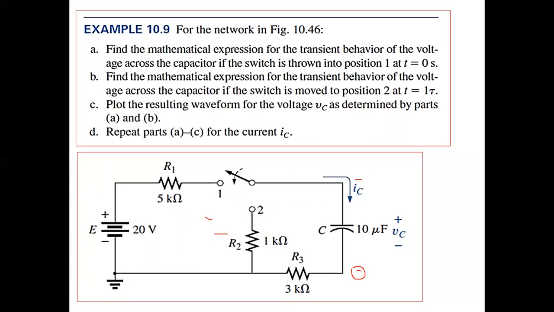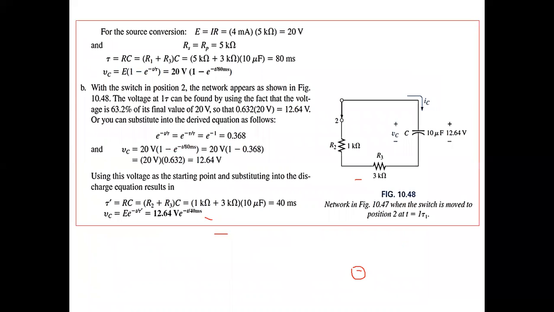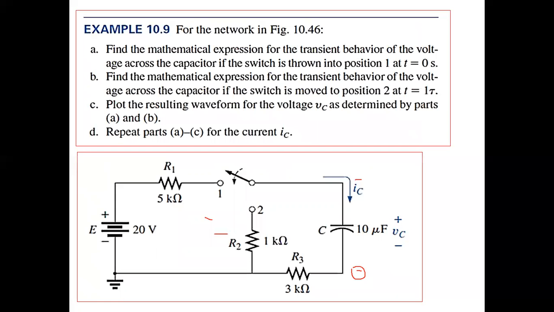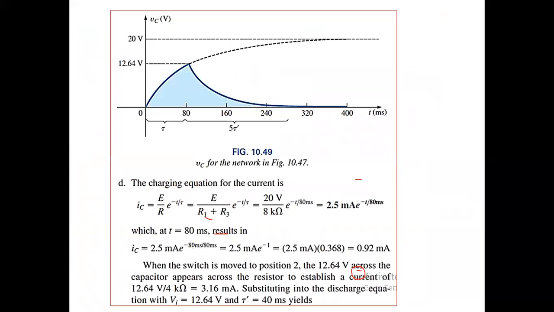Now this is an example which is very similar to the previous one. This will be homework for you. Position number 1, charging. R1 and R3 are involved in the charging phase. Now when we move to position number 2, we will find a new tau. For position number 2, R2 and R3 will be in series. The only difference will be in the tau and the charging and discharging formulas. So this is a solved example for new people.